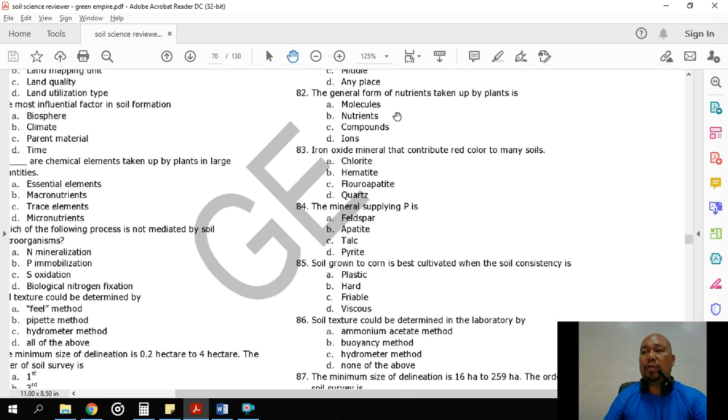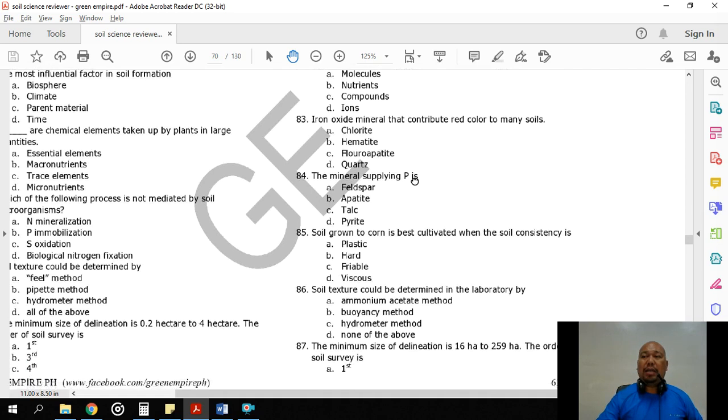Number 82, the general form of nutrients taken up by plants is molecules, nutrients, compounds, ions. I would go for ions. Okay, so molecules are too complex. Nutrients, that should be a weird answer for a question about nutrients too. Compounds are also a bit awkward. We never talked about molecules nor compounds if we talk about plant uptake. So all the time it's ions.